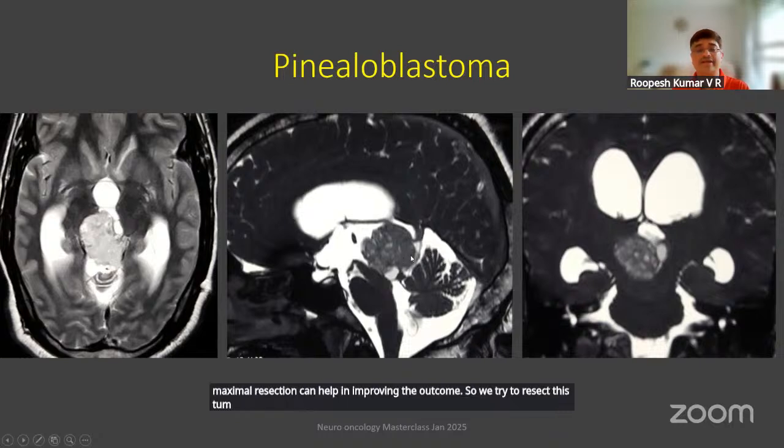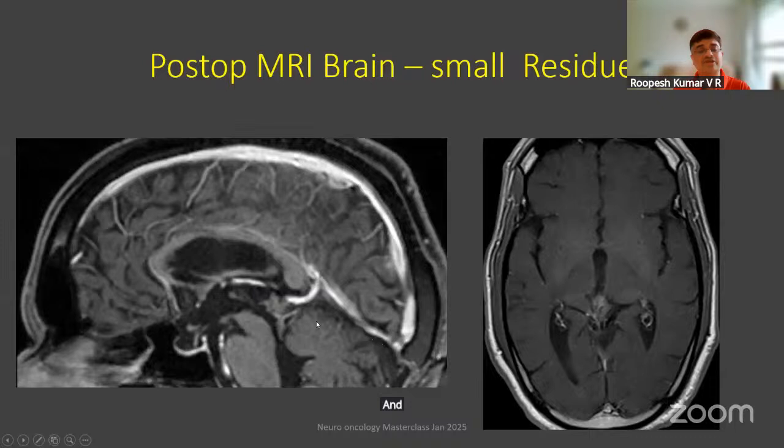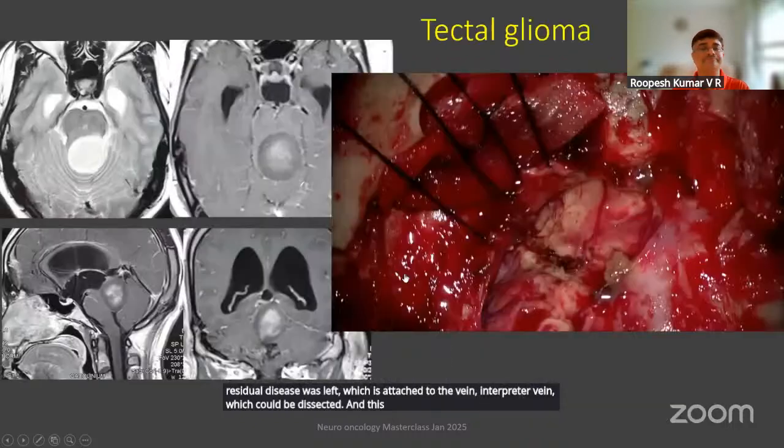Again, you can see that this is quite deep, this is quite challenging, but then as the tumor gets decompressed, we'll be able to give more and more space, and that is the postoperative MRI, again, supracerebellar approach. A small residual disease was left, which is attached to the vein, intercerebral vein, which could be dissected, and this patient is sent for adjuvant therapy.